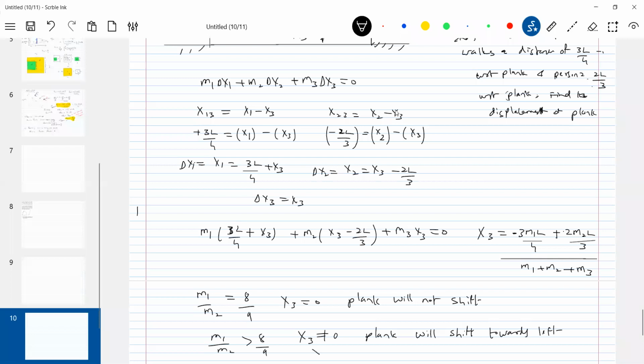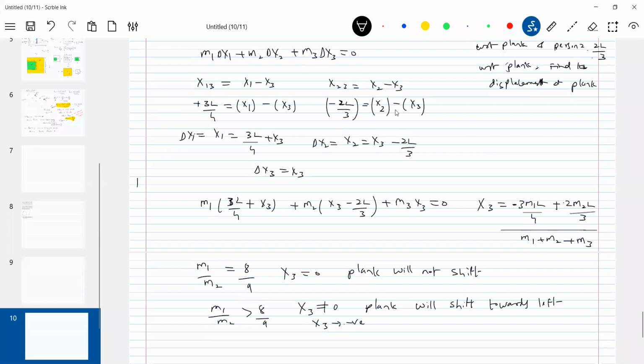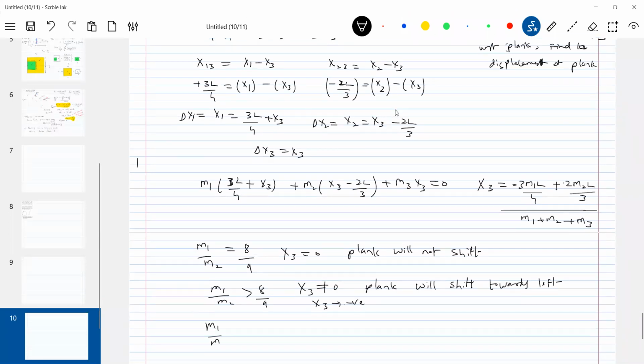Or X3 negative, you put it. Because we assume anything towards right is positive, if you get negative, it will shift towards left. If M1 by M2 is less than 8 by 9, X3 is non-zero, X3 positive. Planck will shift towards right.